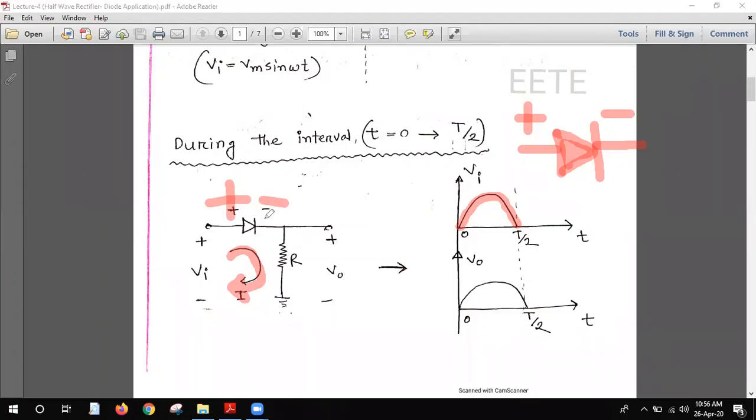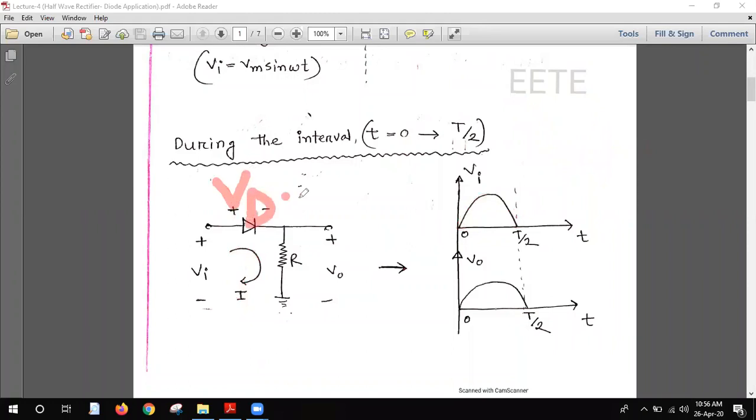So at that time, it will be a shorted line. The current will flow within the diode and the load resistor will also get the current. When the load resistor gets the current, we all know that the diode voltage VD will be zero, because it is an ideal diode.